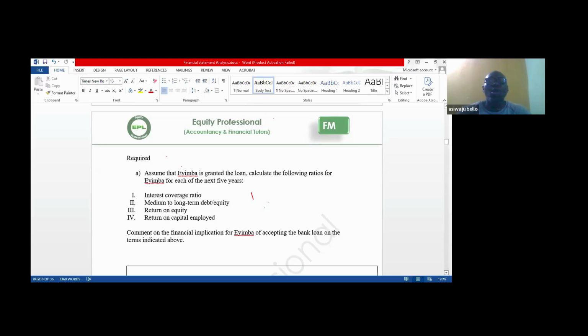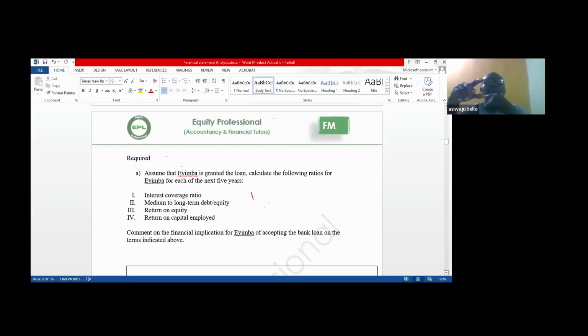Requirement B, comment on the financial implication for Enyimba of accepting the bank loan on the terms indicated above. All right. This question was taken from ACCA. The more reason you have the question in dollars. So we are going to treat in dollars.